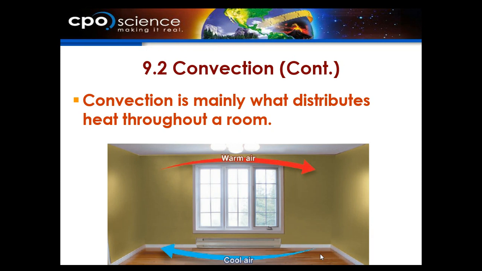Convection is how most heat is transferred through a system. If you have air going through your system, you have that warm air rising up to the top and that cool air falling, and that is a continuous cycle.